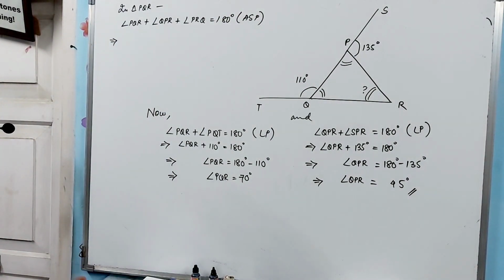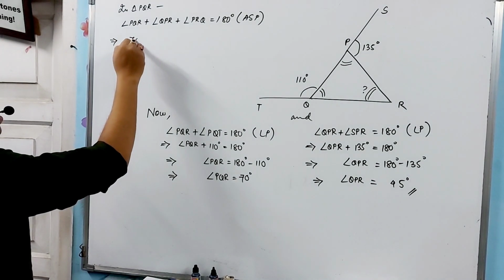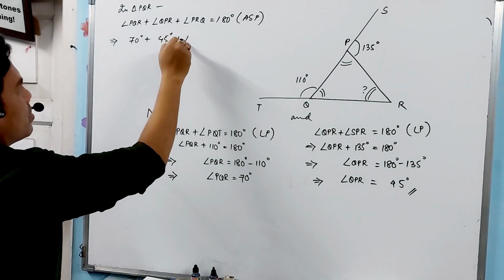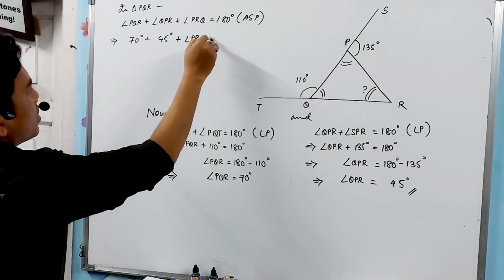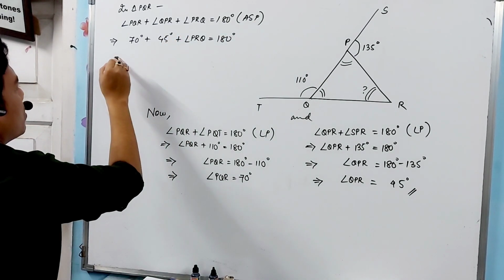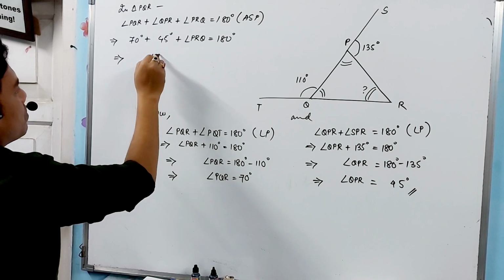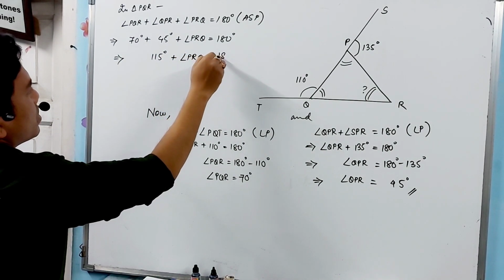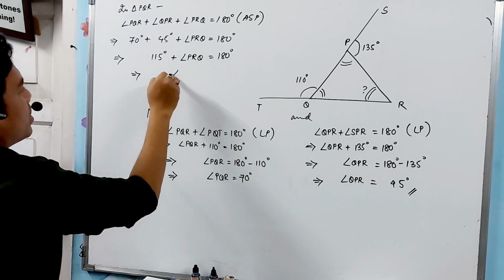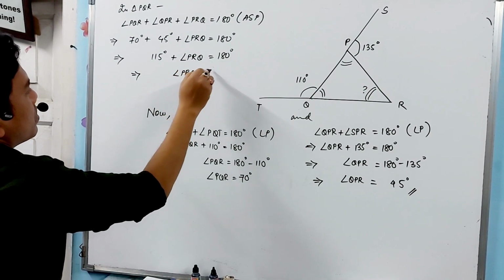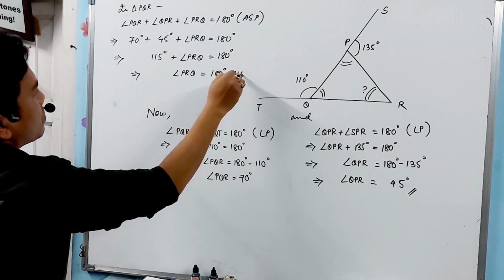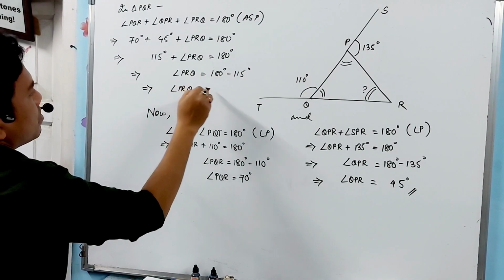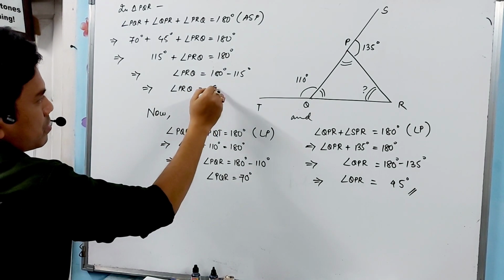PQR is how much? 70 degree. QPR we got 45 degree. PRQ is equal to 180 degree minus, 70 plus 45 is 115. So PRQ will be equal to 180 degree minus 115 degree. So PRQ will be equal to 65 degree.